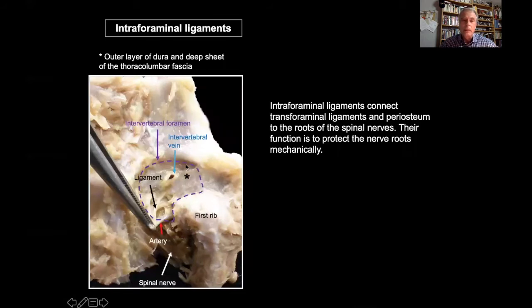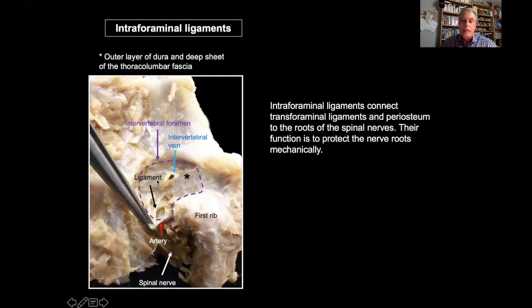Well, what about these intraforaminal ligaments? The intervertebral foramen is not widely open, it's closed. It's closed by the outer layer of the dura mater and the deep sheath of the thoracolumbar fascia. All the structures that go through this foramen have to go through these layers, and in here you identify this foramen that corresponds to the intervertebral vein. The artery is located more rostrally.